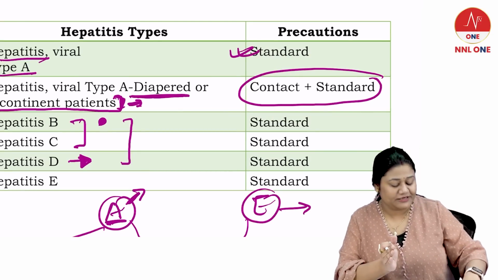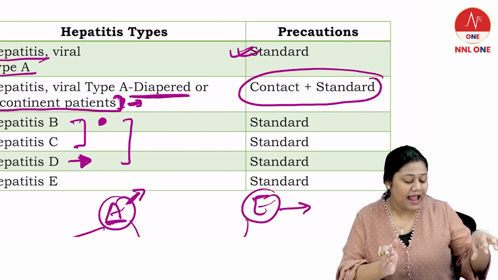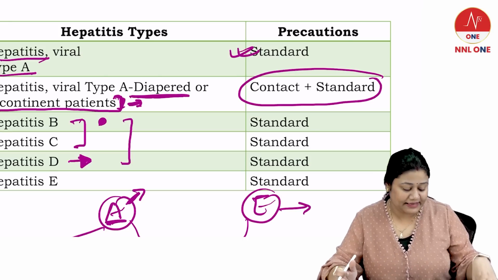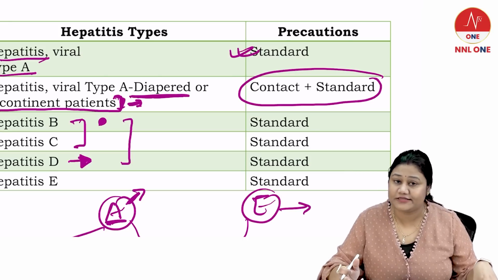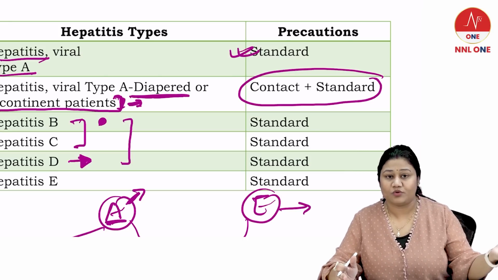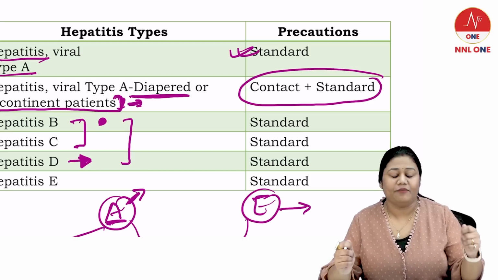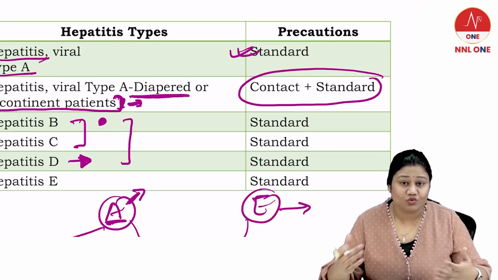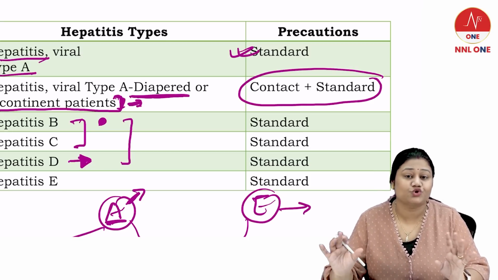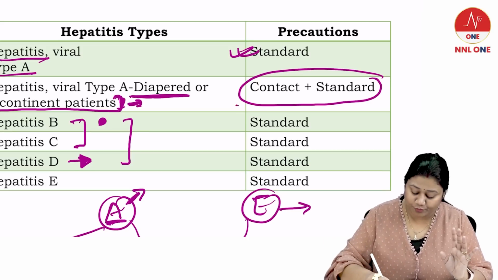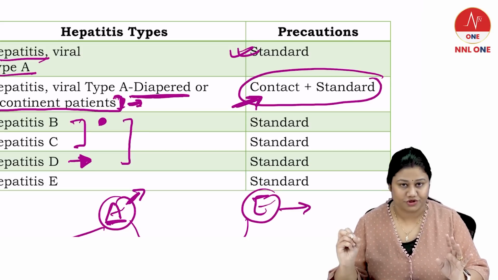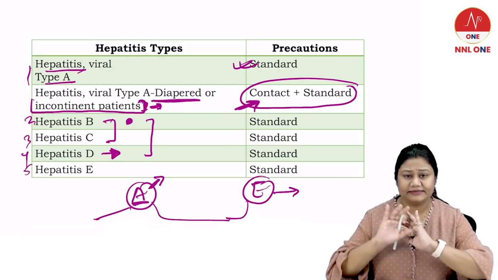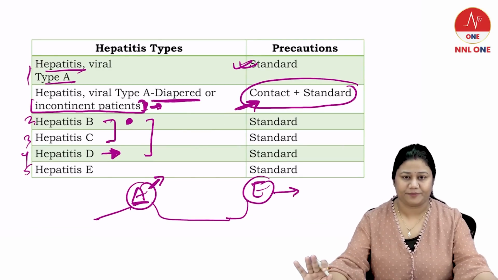But if your patient is infected with hepatitis A and, along with hepatitis A, has incontinence of stool, or maybe it is a baby you have to put on diaper, then whenever you are handling the stool, make sure you put the patient on contact precaution, right? Other than that, for everyone, standard precaution.